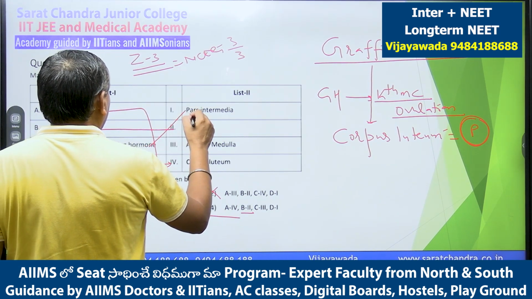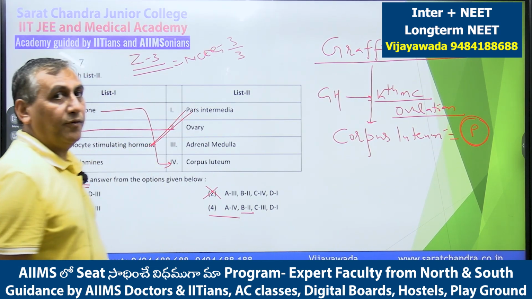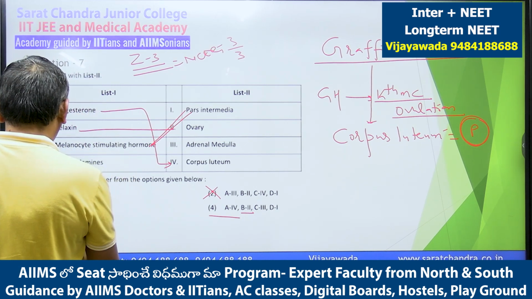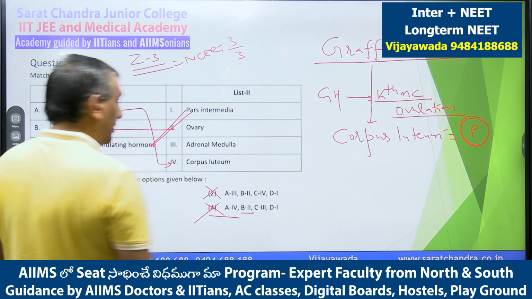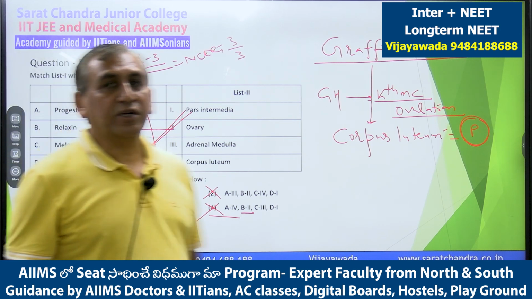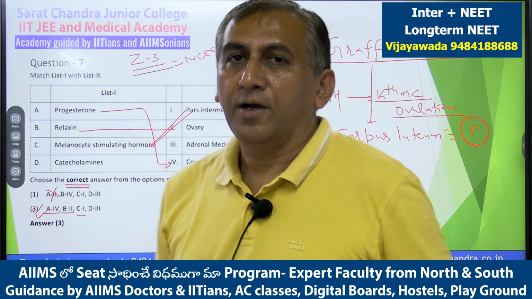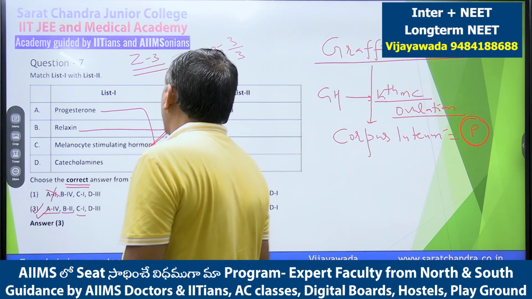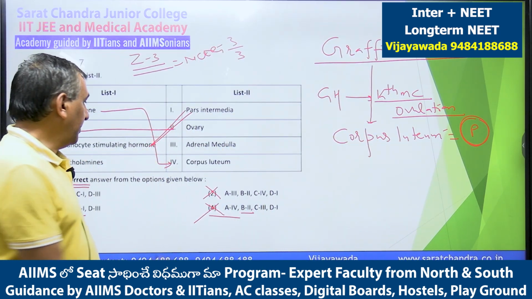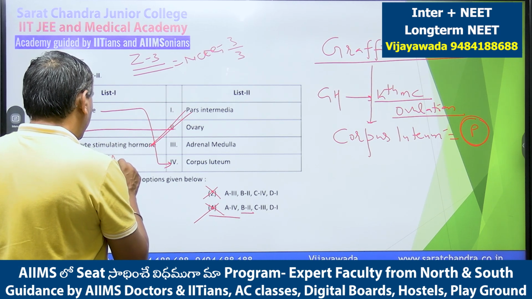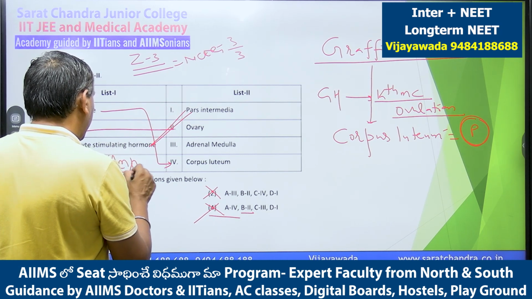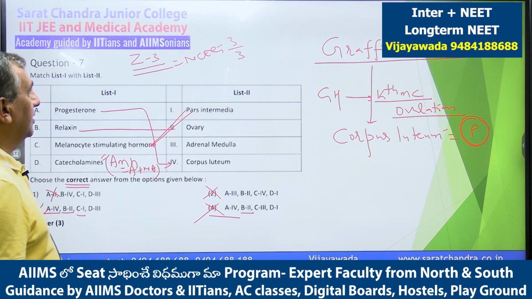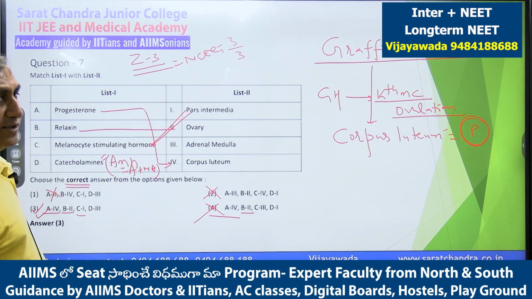MSH is secreted by the pars intermedia, the middle lobe of the pituitary. So C is one. This is correct, this is wrong. Law of conservation: here you save 25% time. After matching three, you got the answer. So this is one that you have to remember. Catechol means adrenal medullary hormones, adrenaline and noradrenaline, collectively known as catecholamines. Are you getting? So this is the explanation for this question.